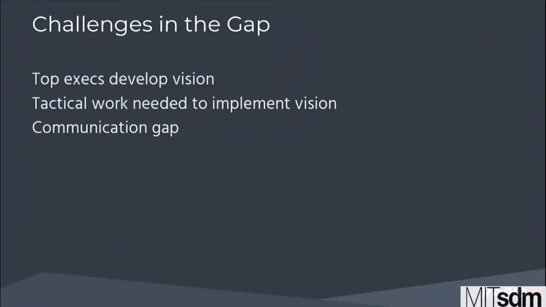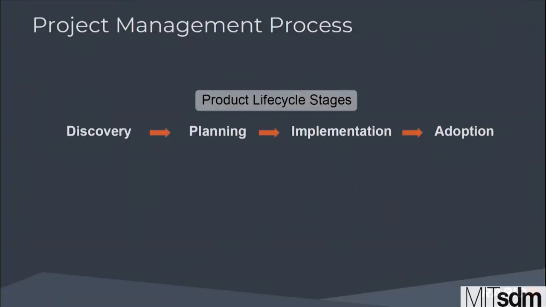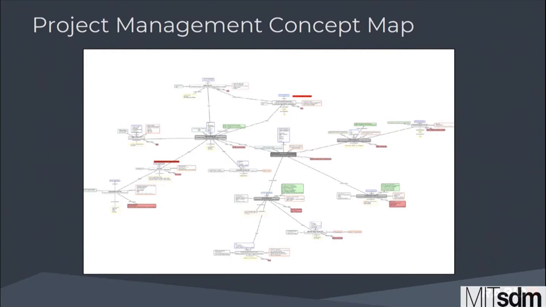And so, again, here we go. This has all been said: the vision, the tactical work, and the communication gap. So what we want to do is help that team come together and understand better how their strategy relates to an awful lot of different teams, being the project management team. Real briefly, in our organization, this is how the product life cycle is articulated: discovery, planning, implementation, and adoption. And this is the concept map that we created for the project management team.